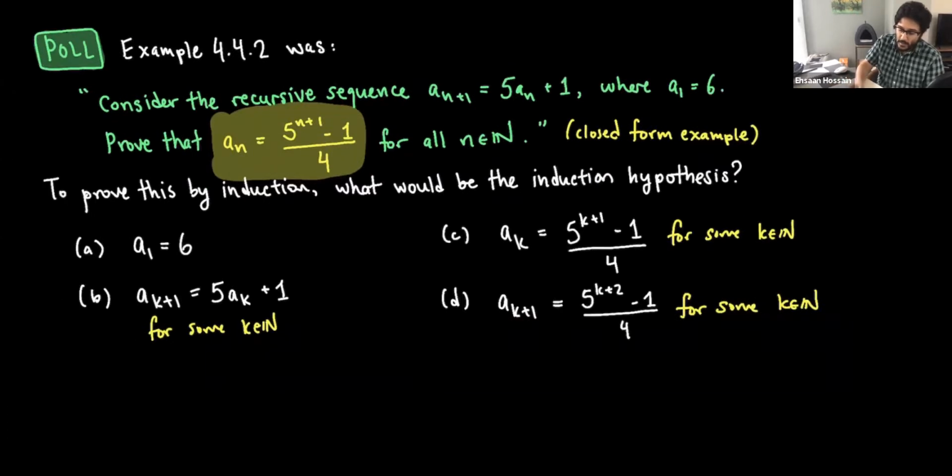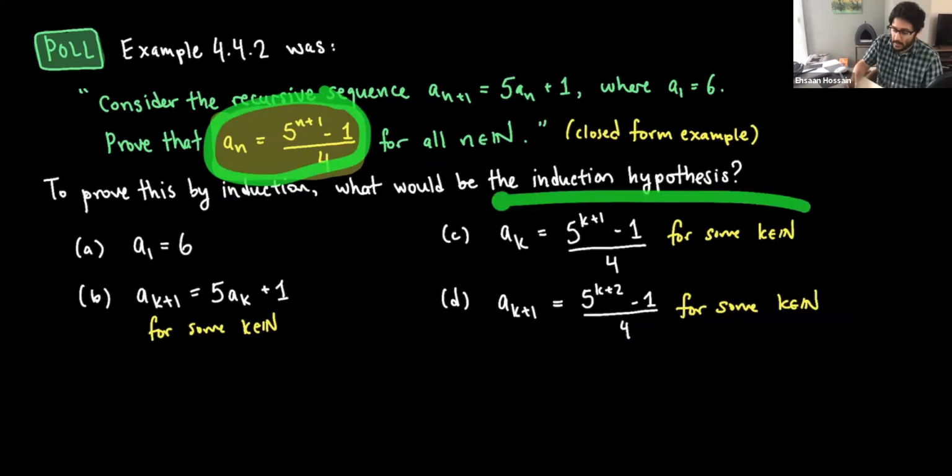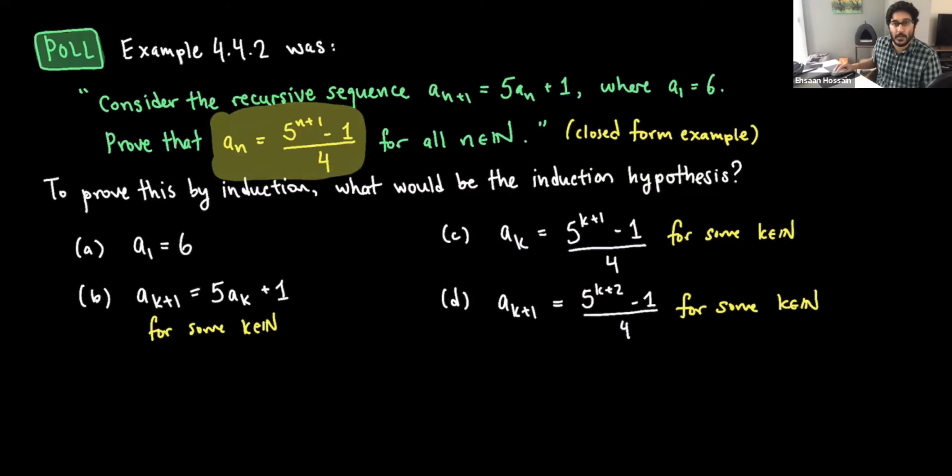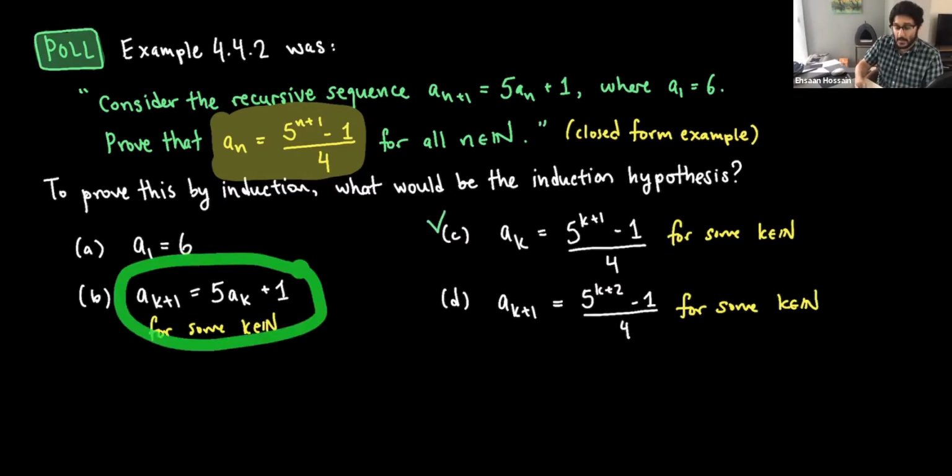Because when you set up this proof by induction, you assume that the statement is true for some k, so what you do is you replace n by k, and you get this statement. Well, that's all there is to it. It's pretty straightforward. So you're right. C was definitely correct.